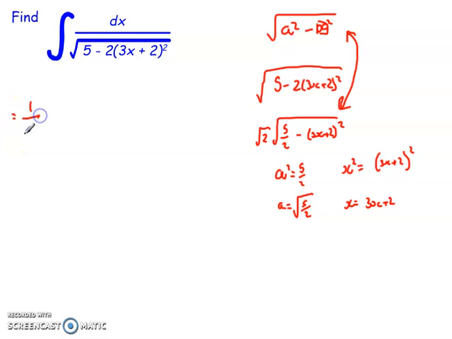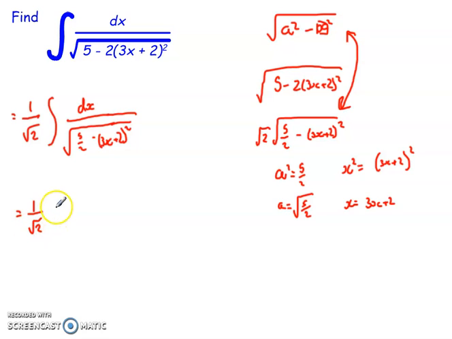Rewrite my integral. I'll have the integral multiplied by 1 over root 2 of dx over the square root of, well now it's going to be 5 over 2 take away the 3x plus 2 all squared. What I know is that that's going to be equal to 1 over root 2 times sine minus 1 of, well it's the x over a, in this case my x is 3x plus 2 and my a is the square root of 5 over 2. And then I'm going to have my plus c.